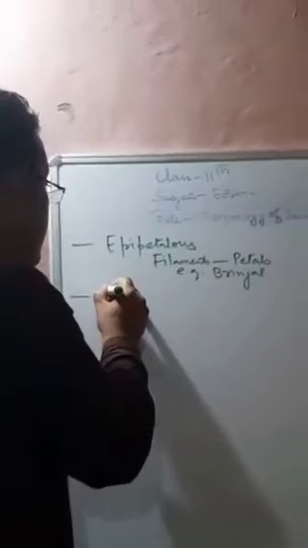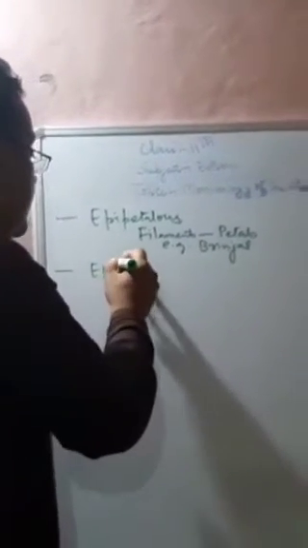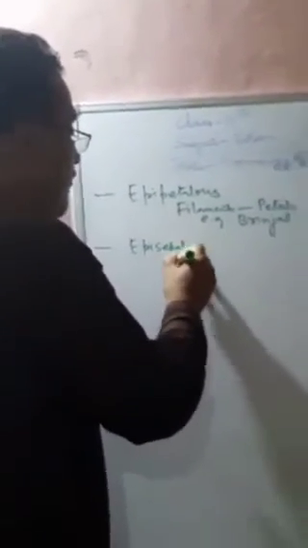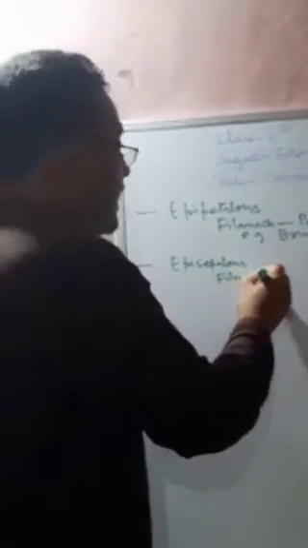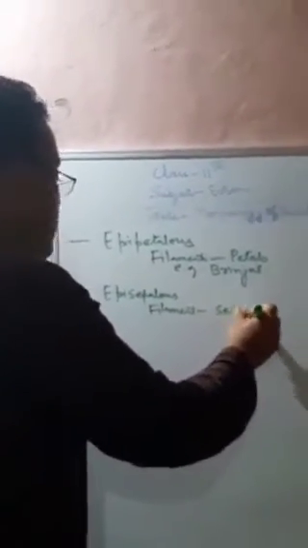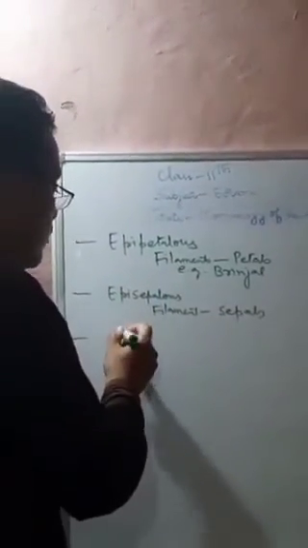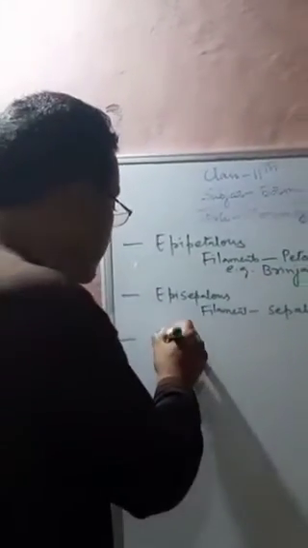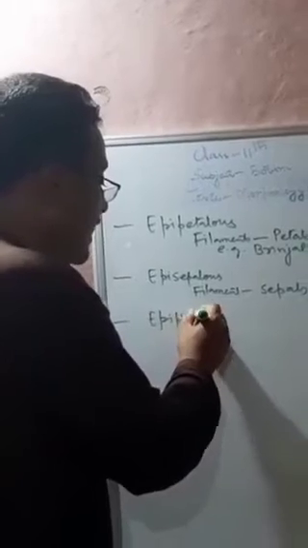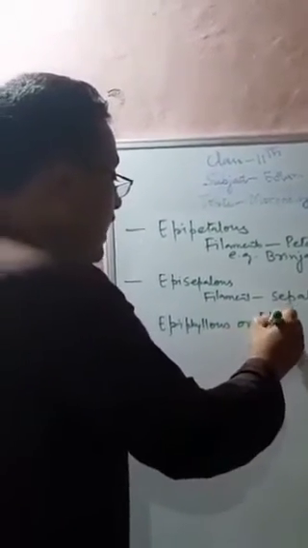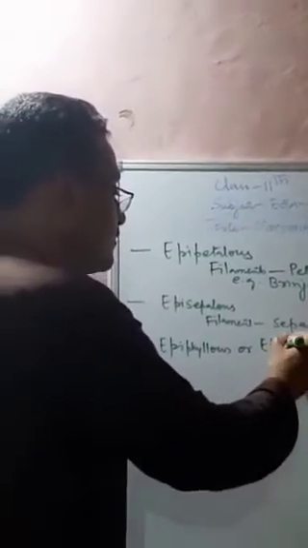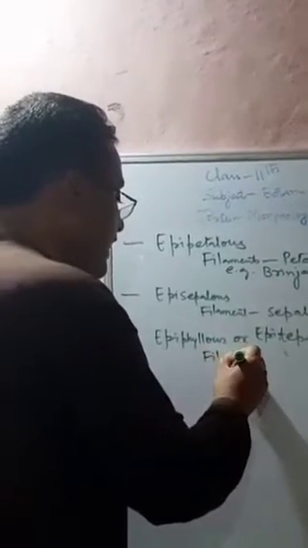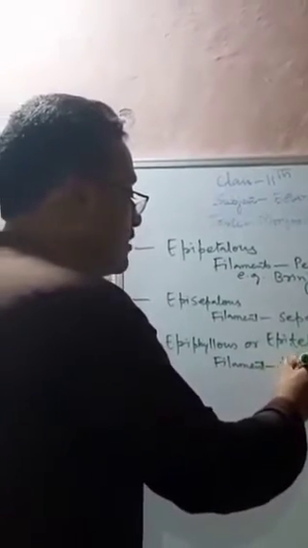Second, when the filament remains attached with the sepals, we call it episepalous. Third, when the filament remains attached with the tepals, when there are no separate sepals or petals, that is called epiphyllous, or tepalous. That is, the filament remains attached with the tepals.